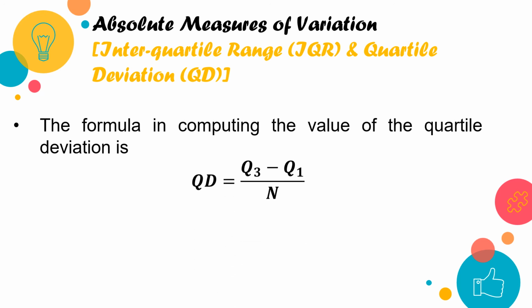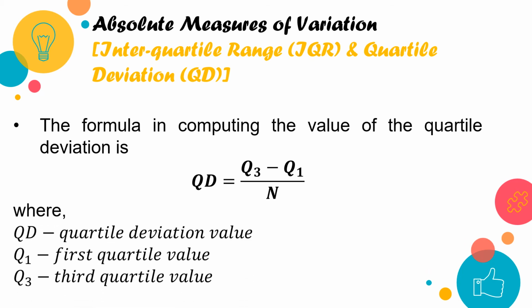Okay, so the formula in computing the value of the quartile deviation is QD is equal to Q3 minus Q1, divided by 2. Okay, so naka Q3 yan. That is the value of the third quartile, and of course Q1 is the value of the first quartile. And then capital letter N, and that's it. So that's the formula of it.